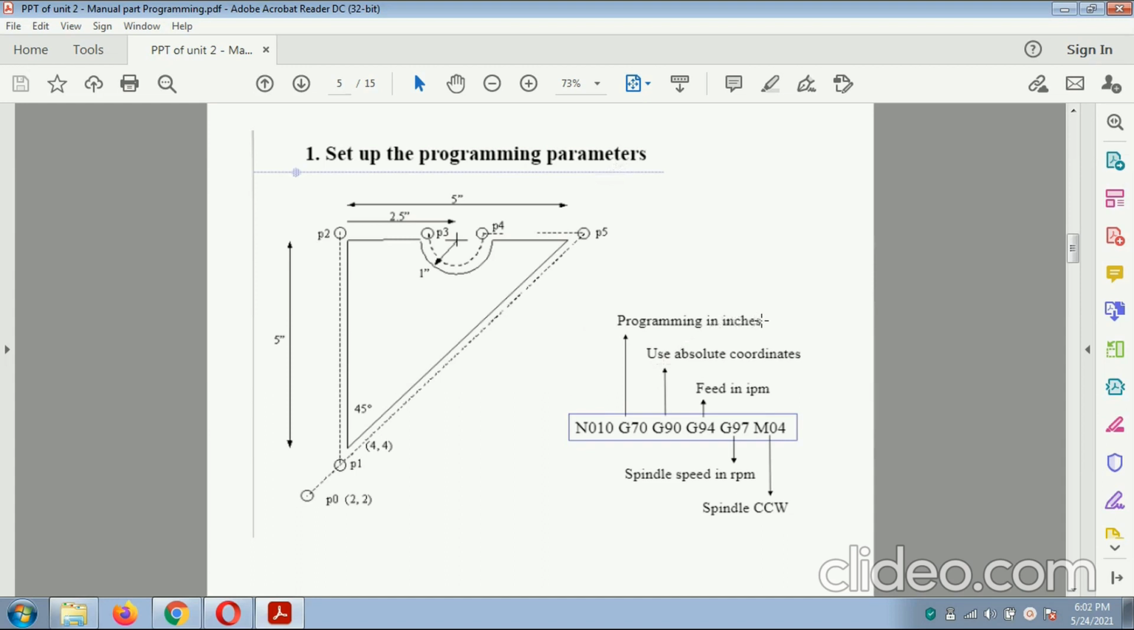For programming in inch we write G70. To use absolute coordinates, you have to write G90. Feed in inch per minute requires the G94 code. G97 represents the spindle speed in RPM, and M04 represents the spindle rotating in the clockwise direction. So this is the position of the tool from P0, P1, P2, P1 to P5, P4 and P3.